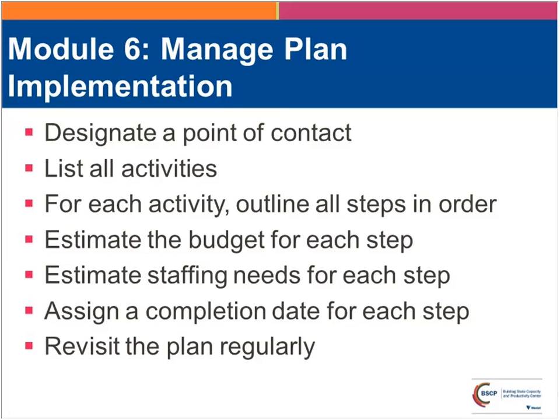And then you want to list all the anticipated implementation activities. For each activity, you'll outline all the steps under the activity in order that lead to completion. You'll assign a budget estimate and a staffing estimate on each step. And then you'd want to work backwards from completion and assign a completion date for each step. And set regular times to revisit the plan and address issues as needed.